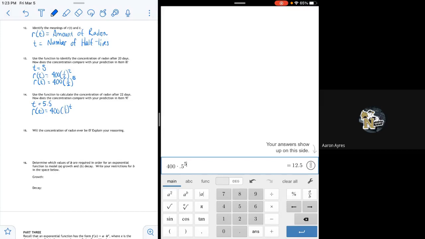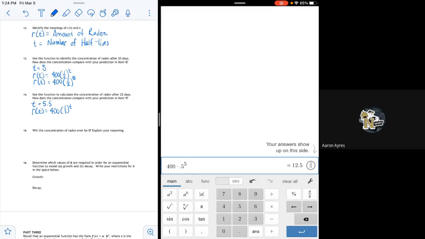Did you do it by days instead of by half-lives? Remember, T is the number of half-lives. There's 5 half-lives in 20 days because the half-life of radon is 4 days. Okay. So does that make sense now? Each one's 4 days, so you have to split up that amount of days into equal half-lives.